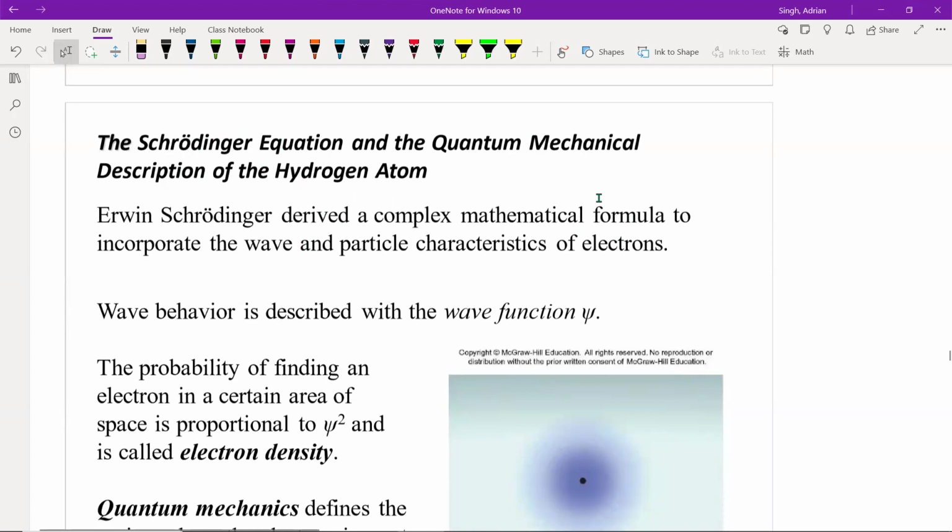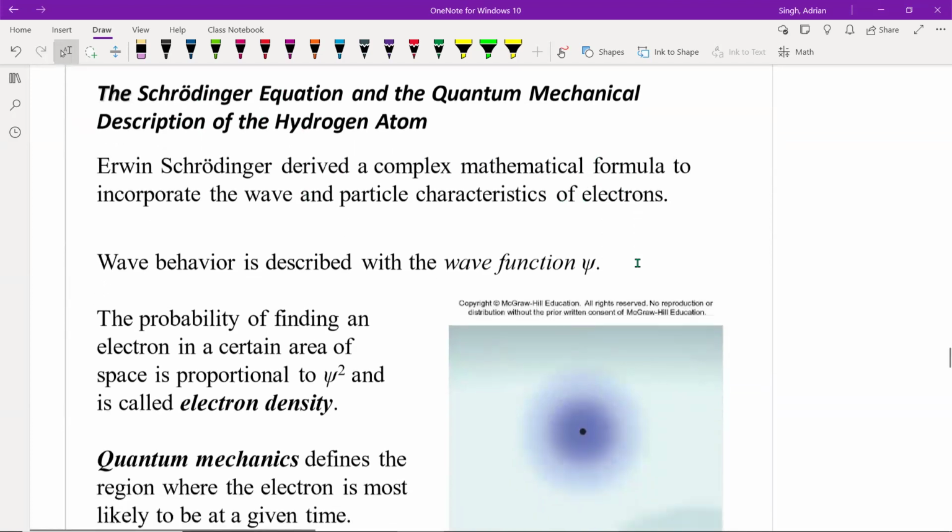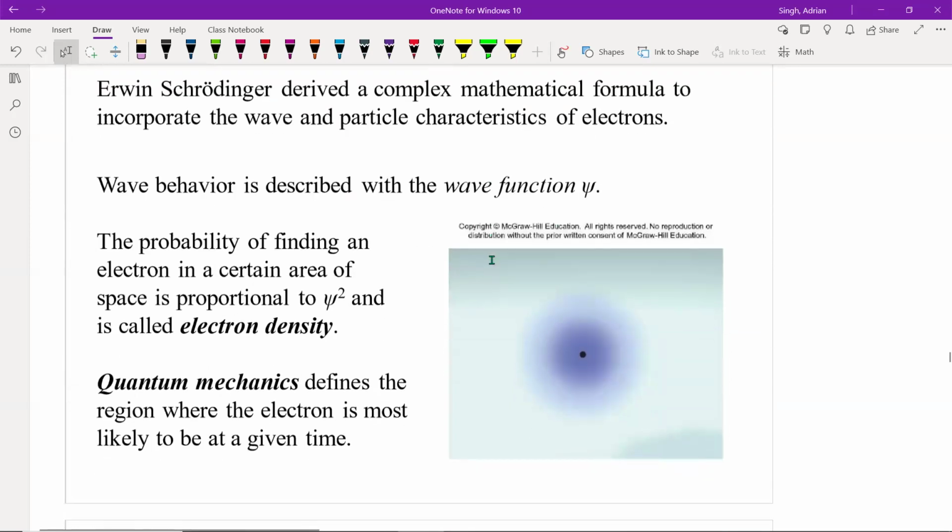derived a whole host of equations to help us describe the hydrogen atom, and specifically now in terms of the electron. So he came up with a bunch of complex math. And again, beyond the scope of our class, if you go into physics and go into physical chemistry, for example, you'll talk a lot about his equations. So his formulas incorporate both the wave characteristics and the particle characteristics of those electrons. So the wave behavior is described by a function called a wave function, which has this symbol, kind of looks like a trident. This is the Greek symbol psi, right?